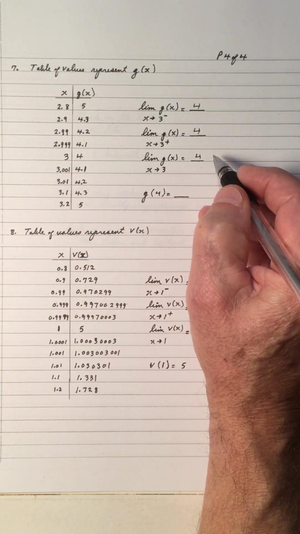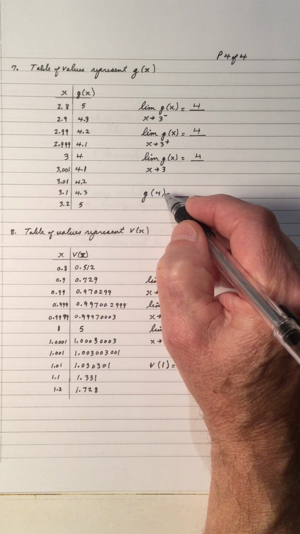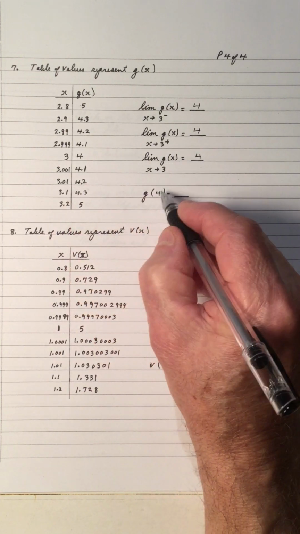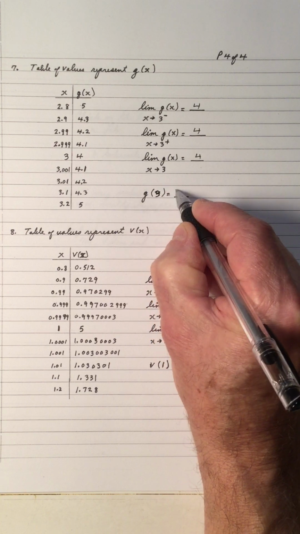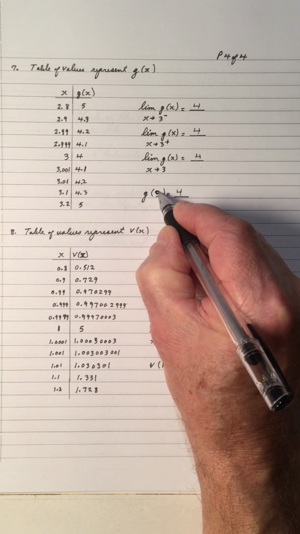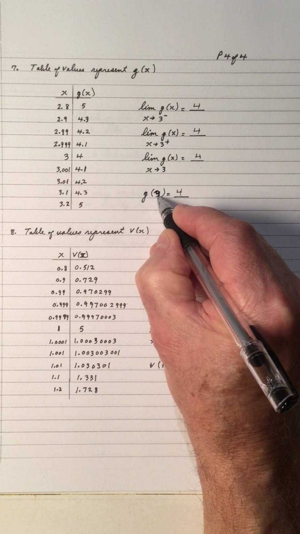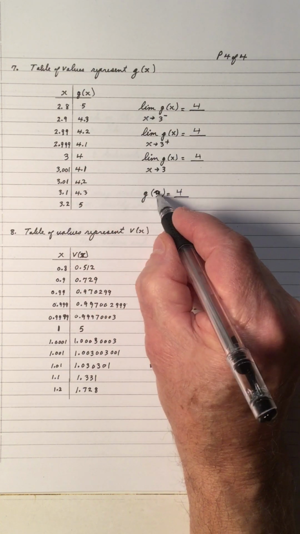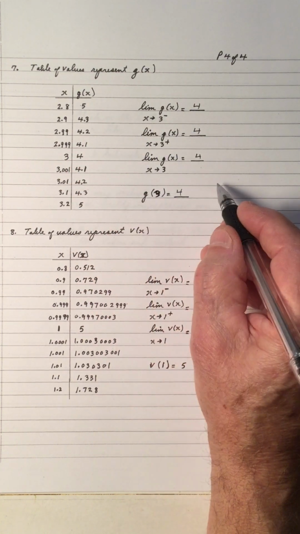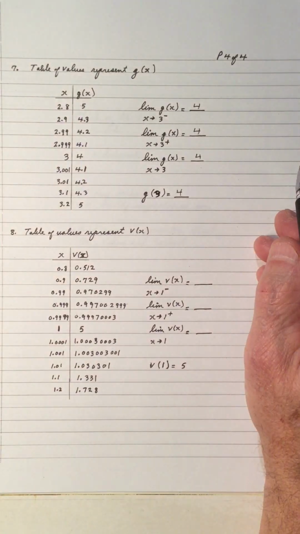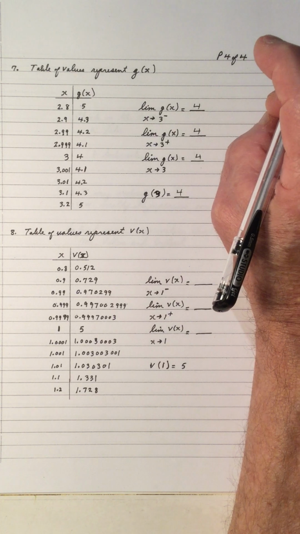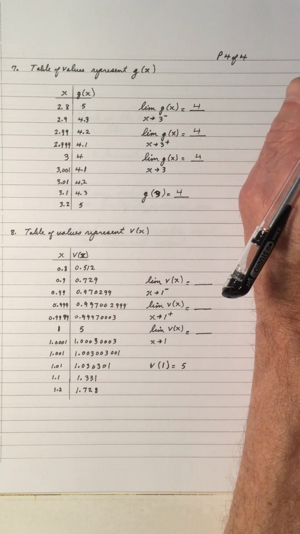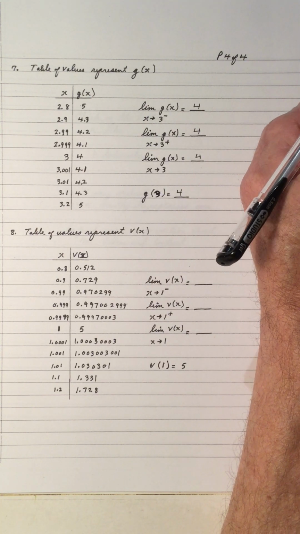Two of them are equal. The g of 3 is 4. Sorry, I should say the g of 3, my mistake, not the g of 4. The g of 3 is 4. So again, in terms of a limit, you have to look at it approaching from the left side and approaching it from the right side of that value of x.